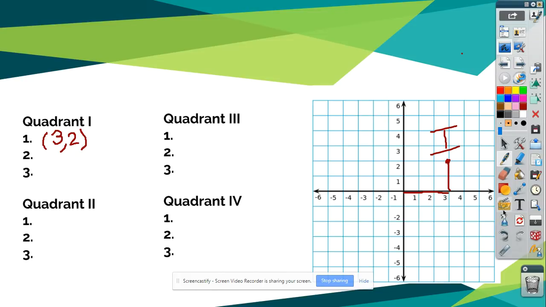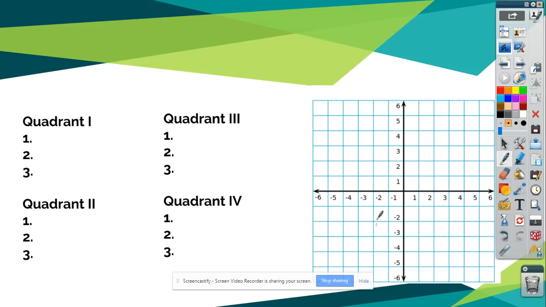Okay, so pause the video and try 2 and 3. Okay, and when I get back to school, then we can do some examples together and make sure we understand. But go ahead and try to make up 2 more examples of ordered pairs that are in quadrant 1. Okay, if you do need more time, just pause the video.